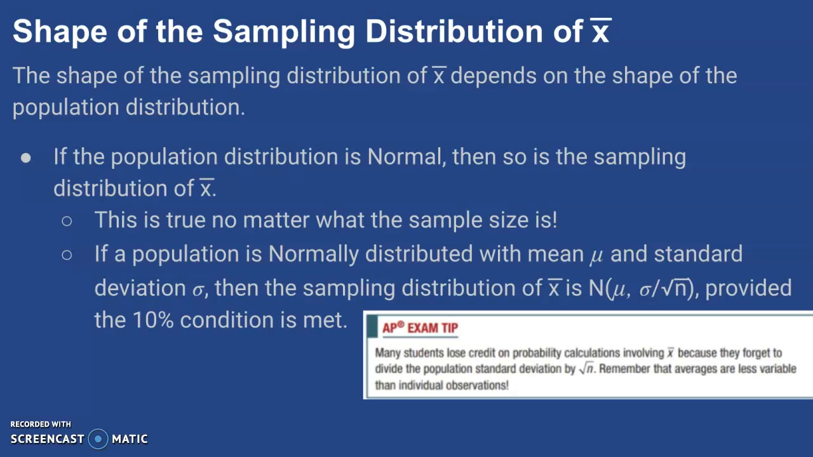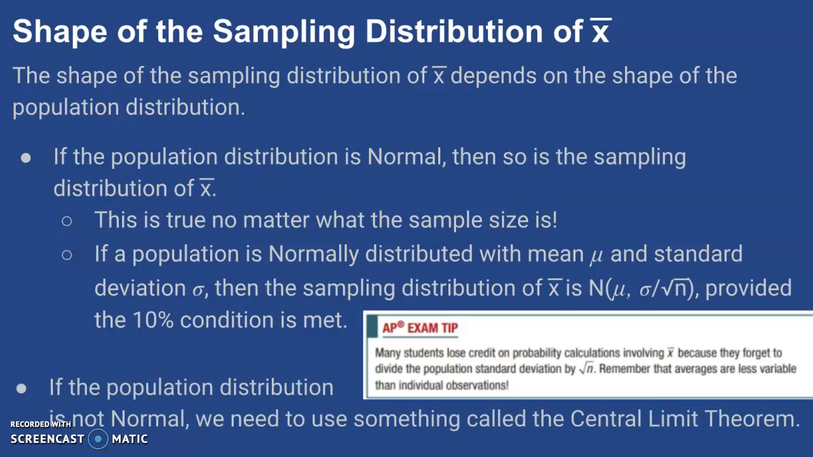Now, keep in mind, that square root of n in the denominator is important. Many students lose credit on probability calculations involving x bar because they forget to divide the population standard deviation by the square root of n. Remember that averages are less variable than individual observations.